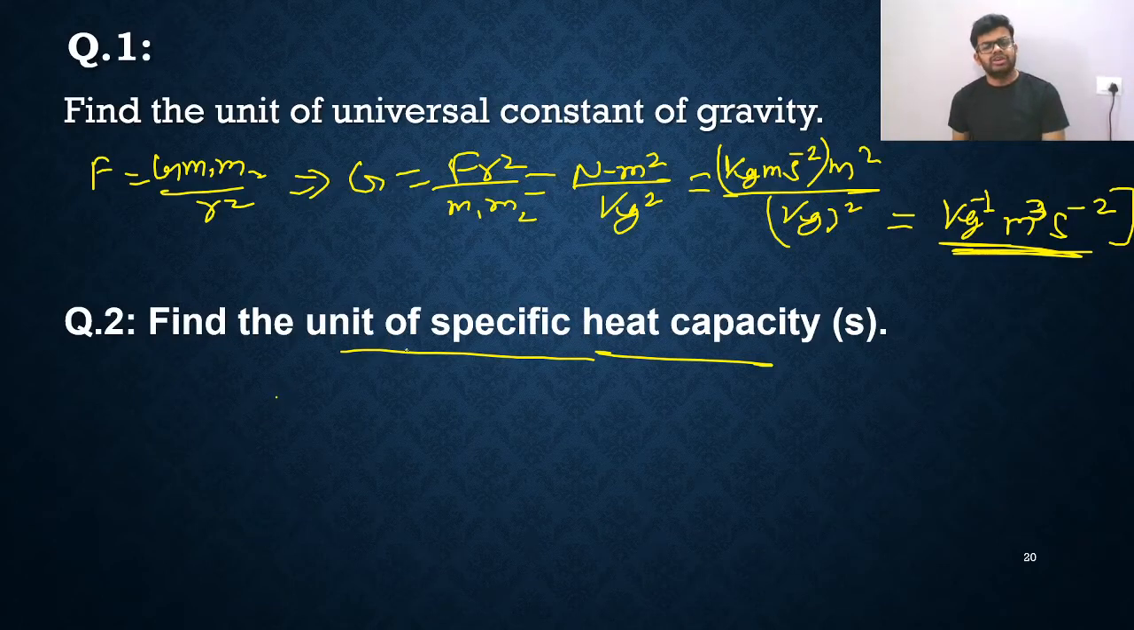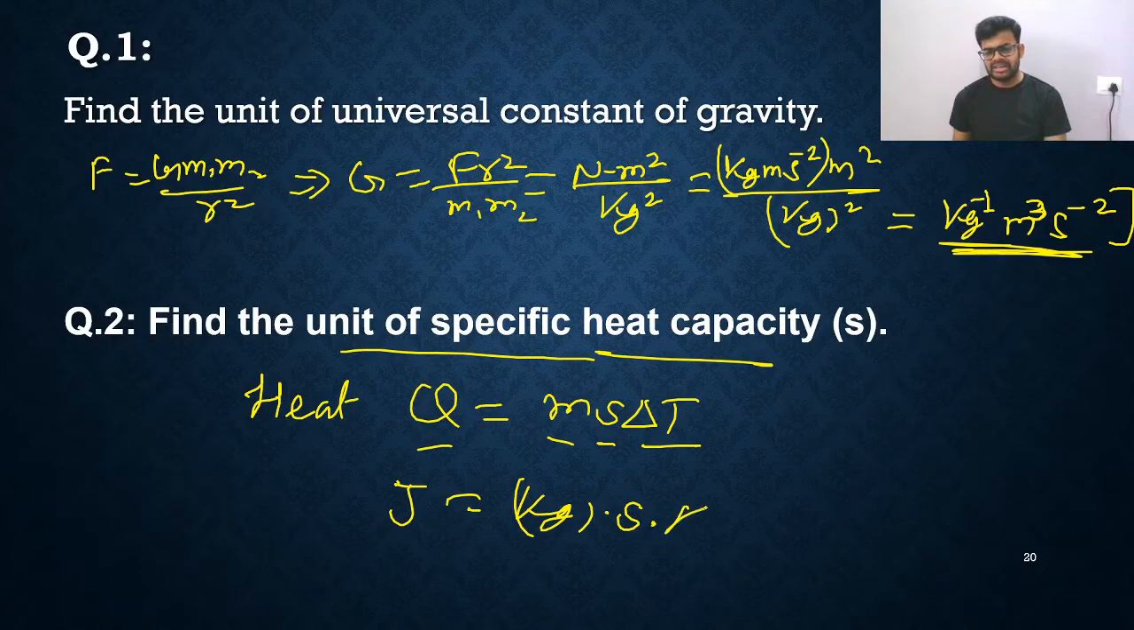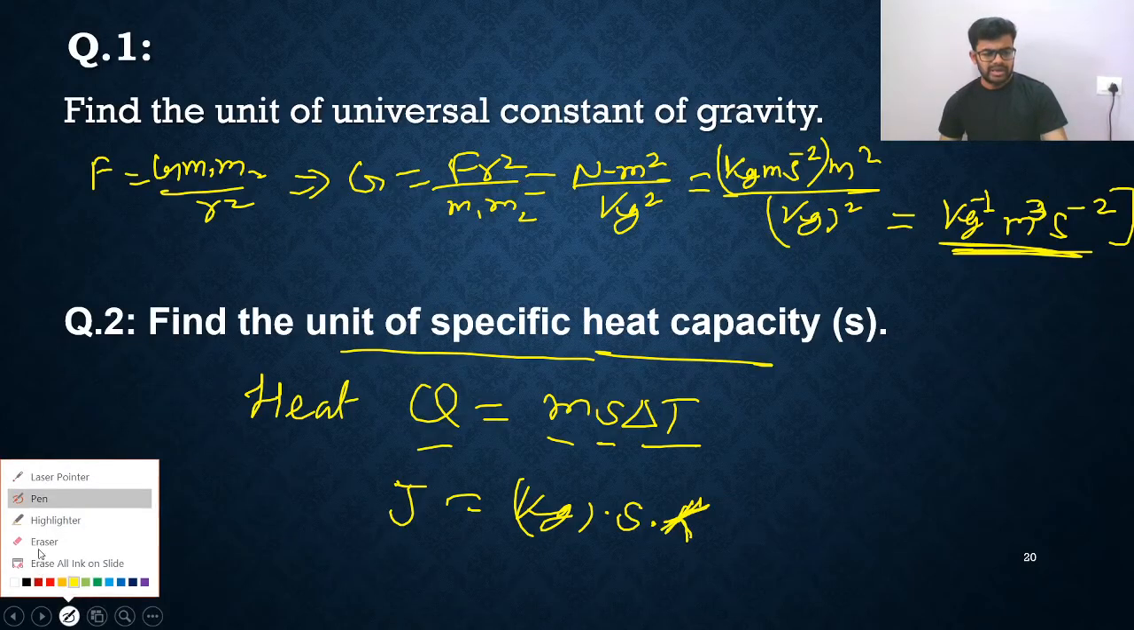You need to find the specific heat. So all of you need to remember heat Q is equal to m s delta T. M is mass, s is specific heat capacity, and delta T is change in temperature. Q is heat, heat is just energy, so it is joule. This is kg. This is s, I don't know its unit, and delta T, the change in temperature, is Kelvin. We need to write this in a better way, so let me erase it, else you will get confused.